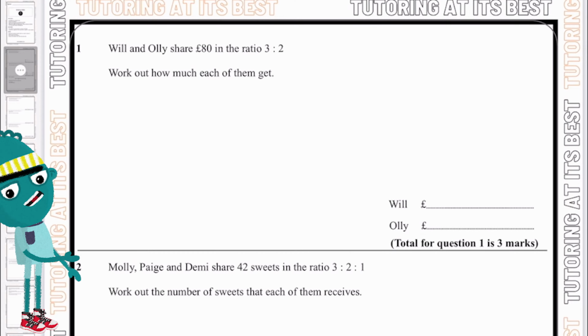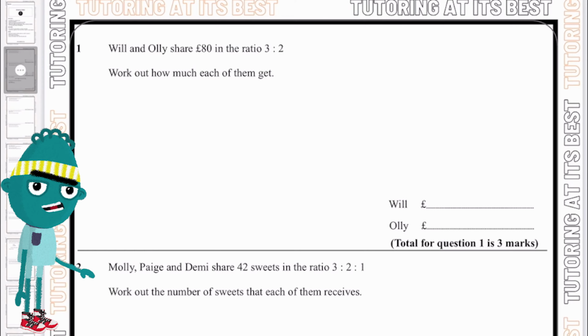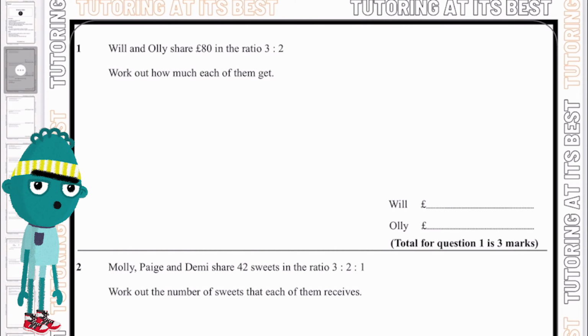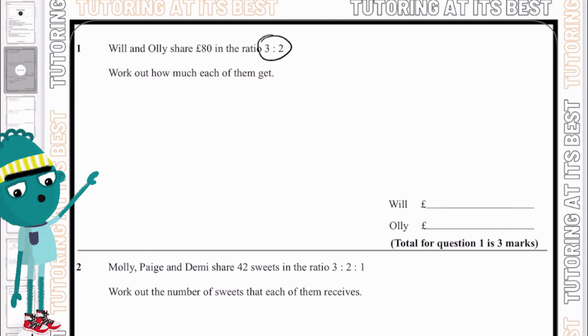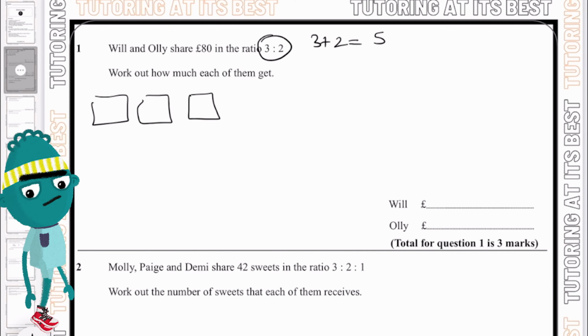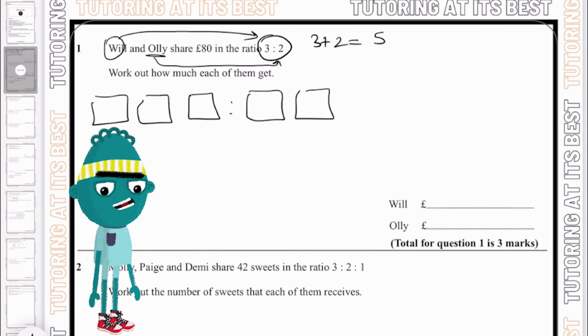Question number 1. Will and Ollie share £80 in the ratio of 3:2. What does that mean? And how can we work out how much each of them gets? Well, the first thing we're going to do is add our ratio. So we now know this is out of 5 parts. So that's going to be 3 parts here for Will and 2 parts for Ollie. And again, because Will comes first, he is given 3. And because Ollie comes second, he is given 2.